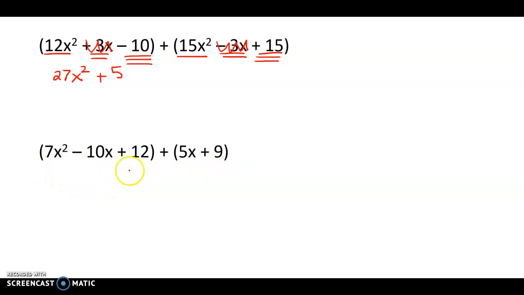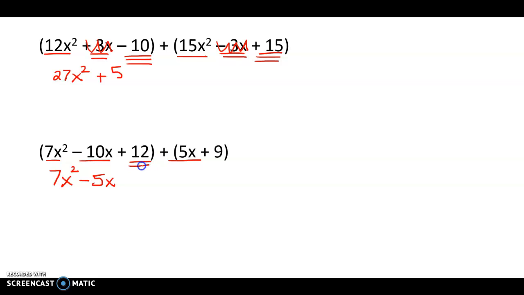Okay, I start with my highest exponent, which is my squared. Do I have any like terms that go with it? Do we see any other x squareds? No, we do not. So we're just going to write 7x squared. Now I've got a negative 10x and a positive 5x. So combine those together and I get negative 5x.